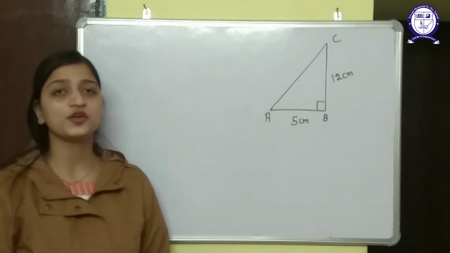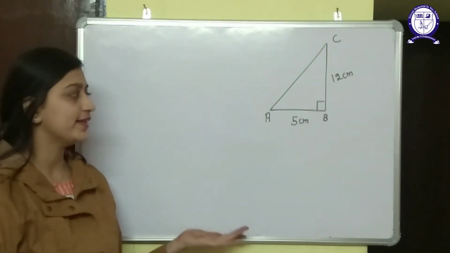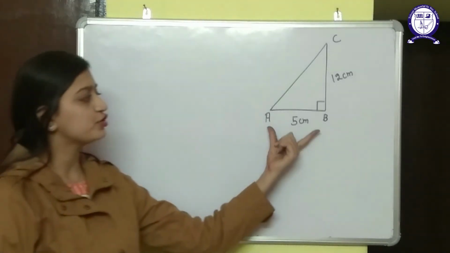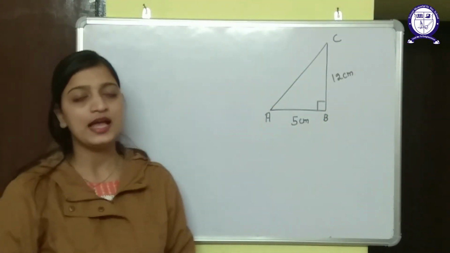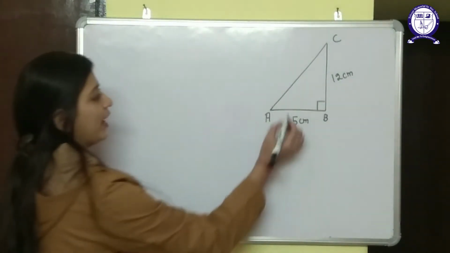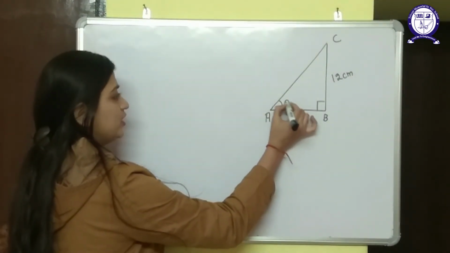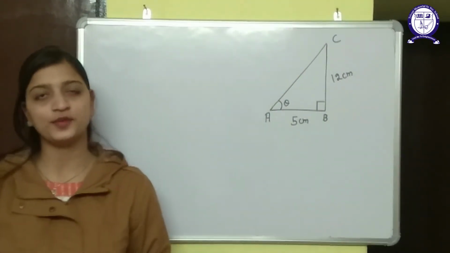Now suppose the question is given that there is a right angle triangle, right angled at B, where AB is equal to 5 cm and BC is equal to 12 cm, and they say find all the trigonometric ratios for angle theta. Okay, so they are saying to find all the trigonometric ratios.